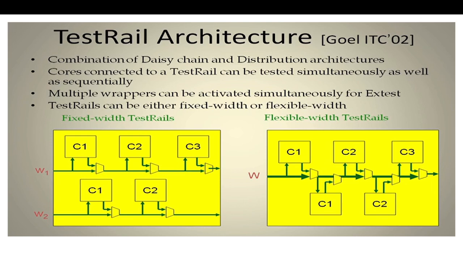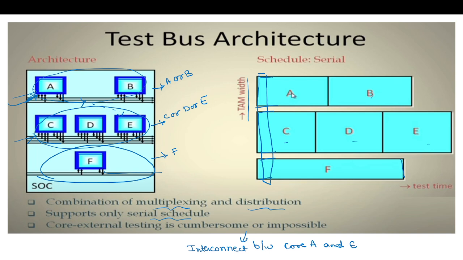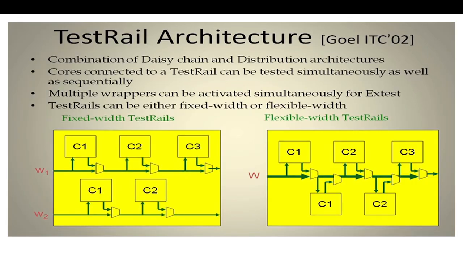Test rail architecture. Previously it was the combination of multiplexer and distribution based. Now here we are combining the daisy chain as well as the distribution. So cores are connected to a test rail and can be tested simultaneously as well as sequentially. Multiple wrappers can be activated simultaneously for the test, and the test rail can either be fixed width or multiple width.